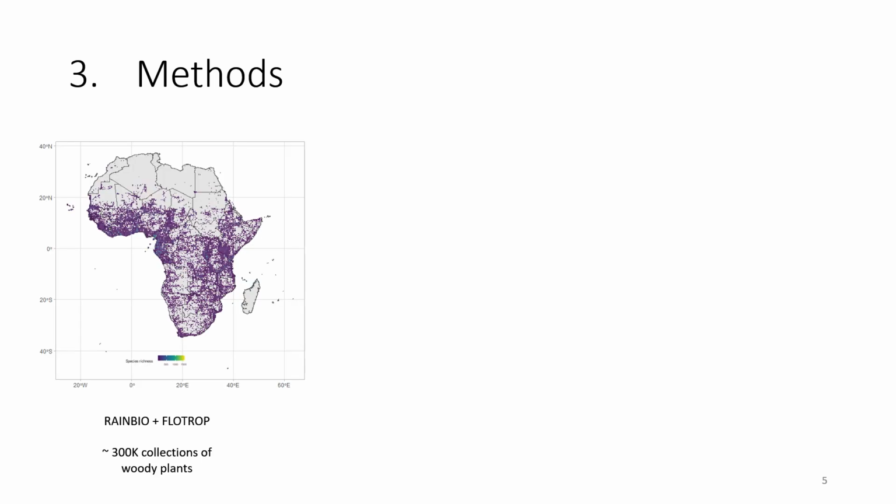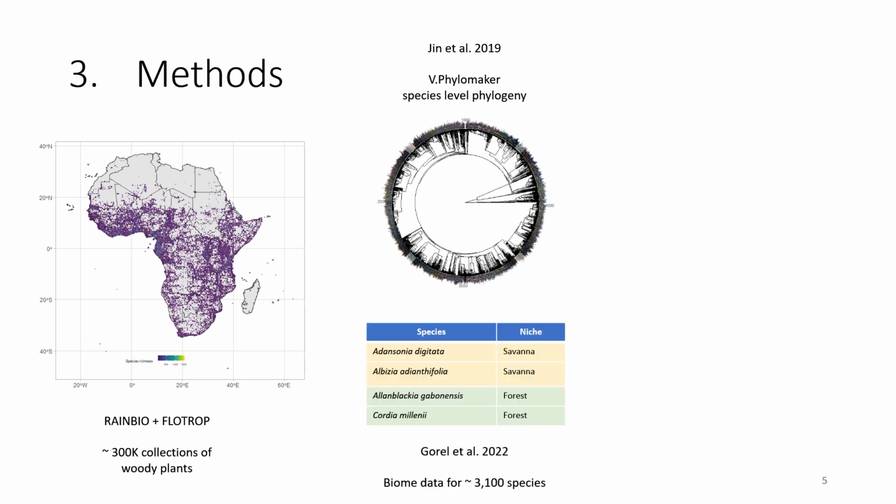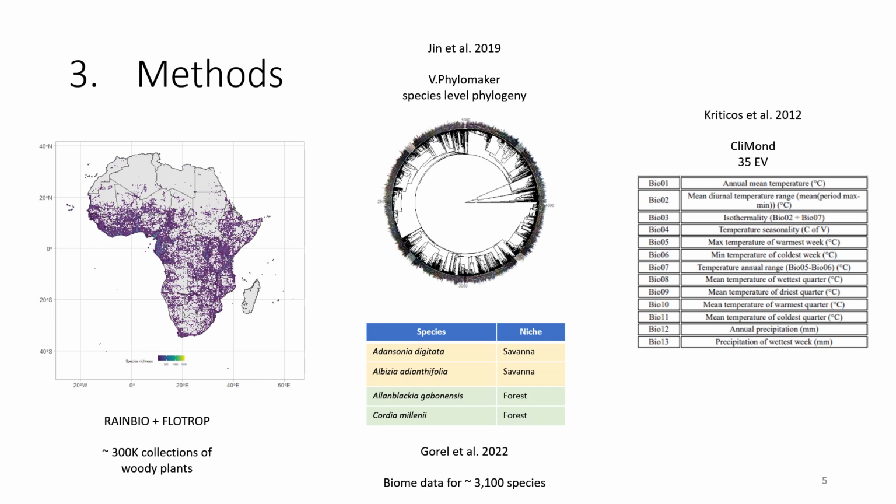So in terms of methods and data, I'm using large databases of geographically referenced woody plant species, and then I'm combining this with phylogenetic trees to look into the evolutionary diversity of communities. Then we add ecological information about the niche of each species. So for example, Adansonia digitata, here that's your baobabs, and we know that they occur in savannas. And then finally, I'm combining this with a suite of environmental predictors gathered from Earth observation data.